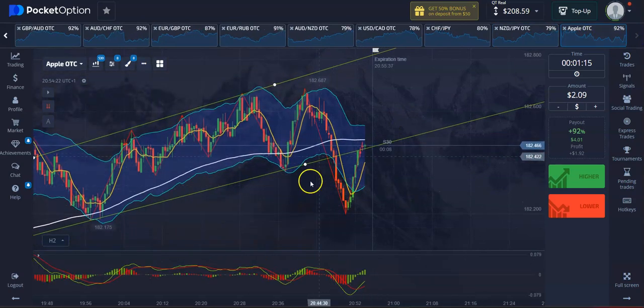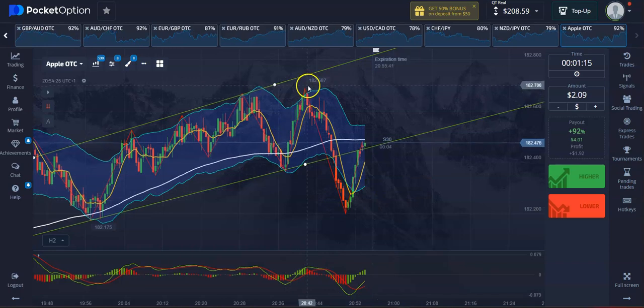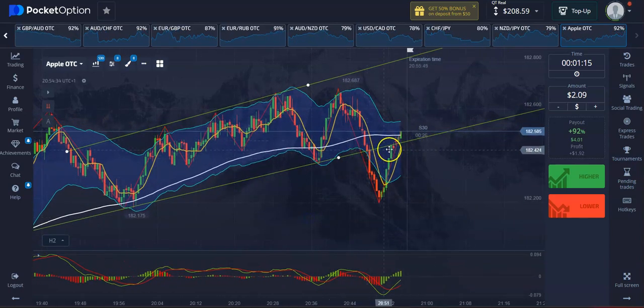And Apple, there you go. Apple is already going up. So it bounced back up, down, and seems like it's going up again. And I missed that one. Also it broke below the line that we designed a few minutes ago.